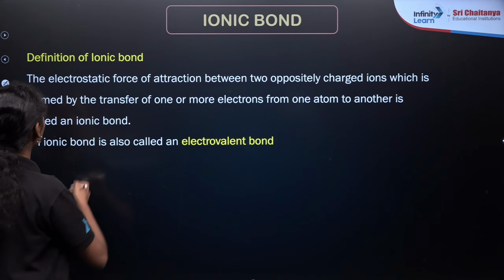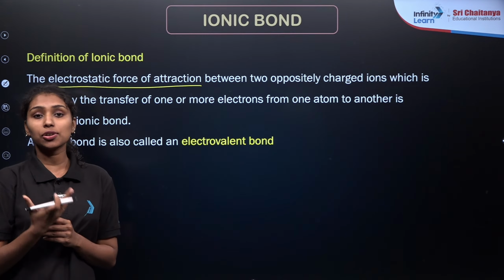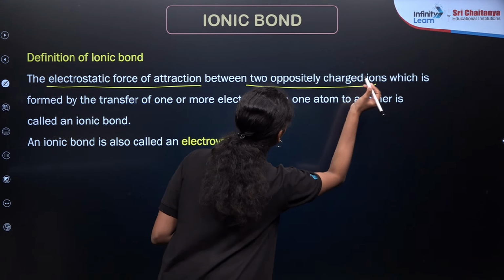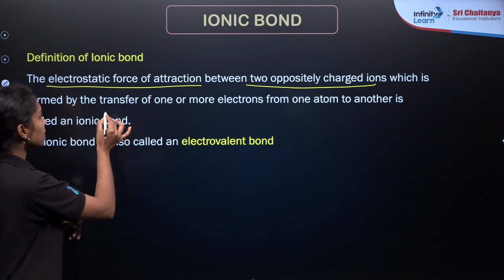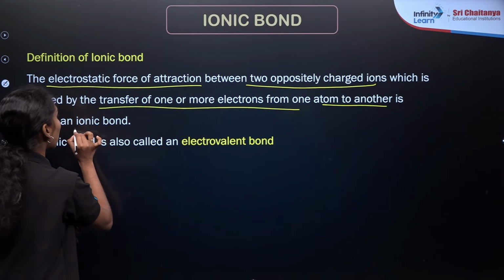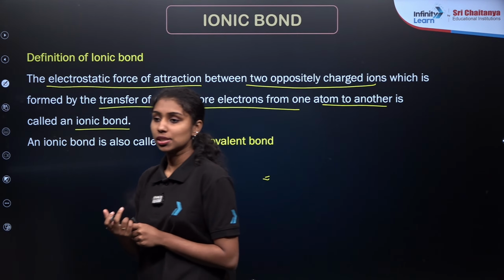Okay, again, you can see over here, right? It is the electrostatic force of attraction. As we already know, chemical bonds are the electrostatic force of attraction between two oppositely charged ions, which is formed by the transfer of one or more electrons from one atom to another atom. That is called the ionic bond. Let us see in detail about the formation of ionic compounds.